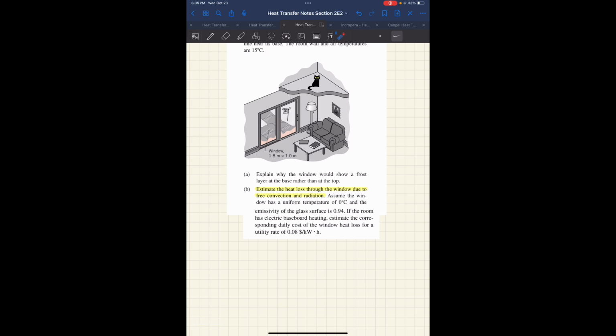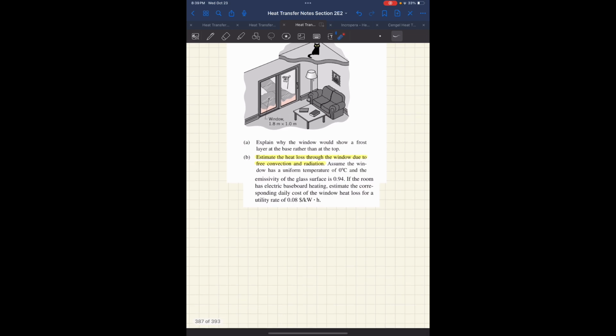Part A says, explain why the window would show a frost layer at the base rather than the top. And some of you may have wondered this. So part A, I'm not going to give you like a question like that where you have to like write an essay. Although it's not really an essay at this point, but let's talk about it. So basically what's happening is it's very similar to the flat plate. The only difference is that we have natural convection.